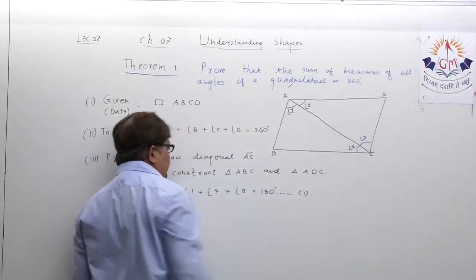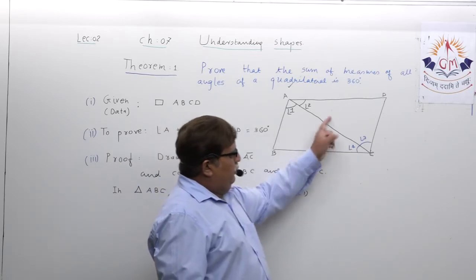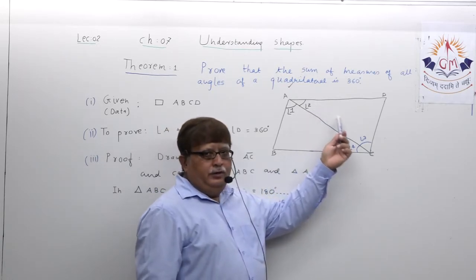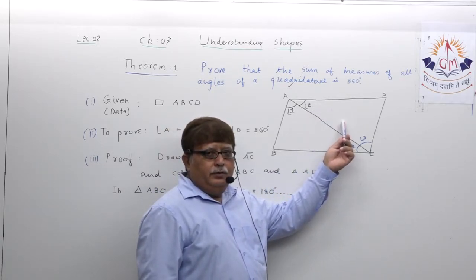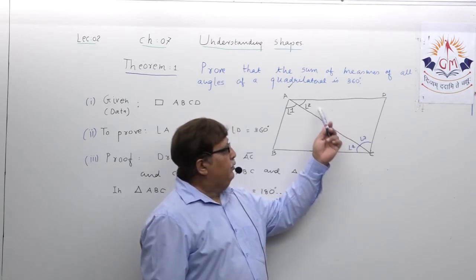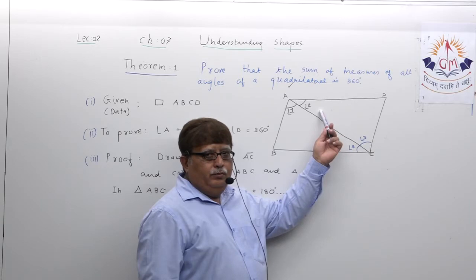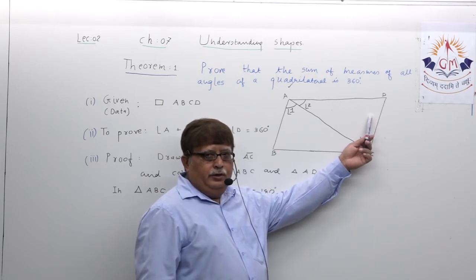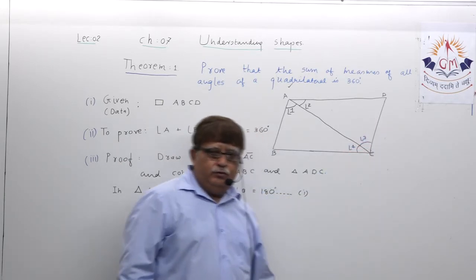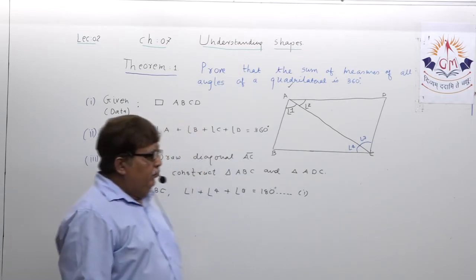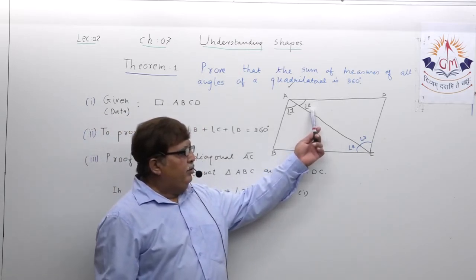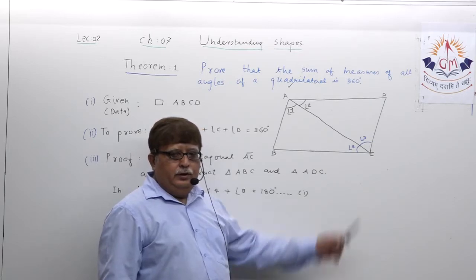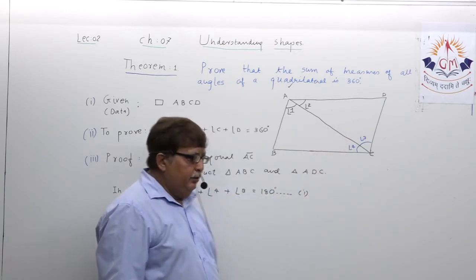Can you name three angles here? Let me mention. In triangle ADC, can you mention angle 2, angle 3 and angle D? Their addition is also going to be 180. Should I mention the names again? Angle 2, angle 3 and angle D.